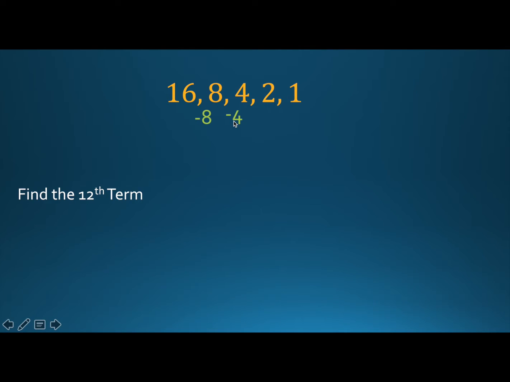Let's think of it in terms of multiplication or division. 16 divided by 8 is 2, so to get 8 from 16, we divide by 2. Let's see if that works for the next one. 8 divided by 2 is 4. Now, instead of a common difference, we found the common ratio, since we divide by the same number each time. This is called a geometric sequence.